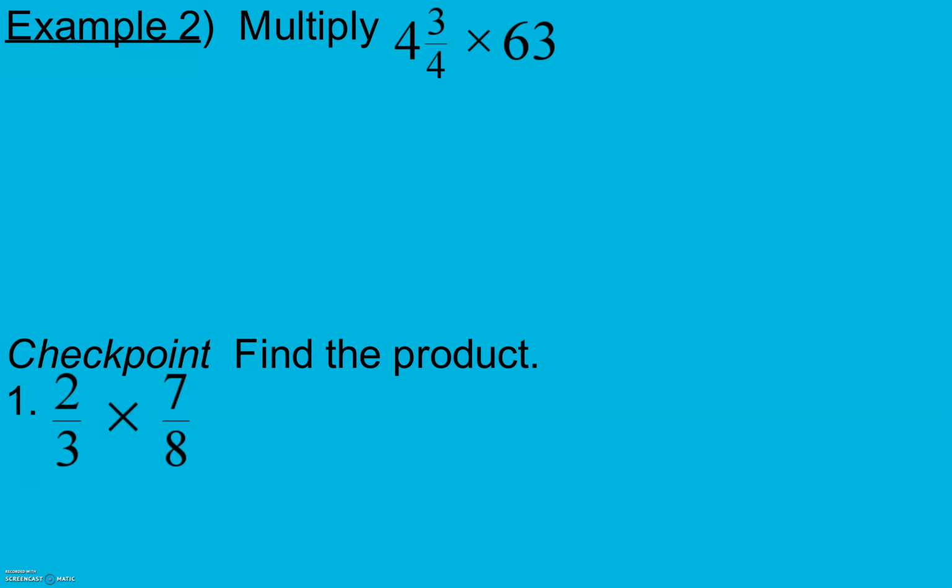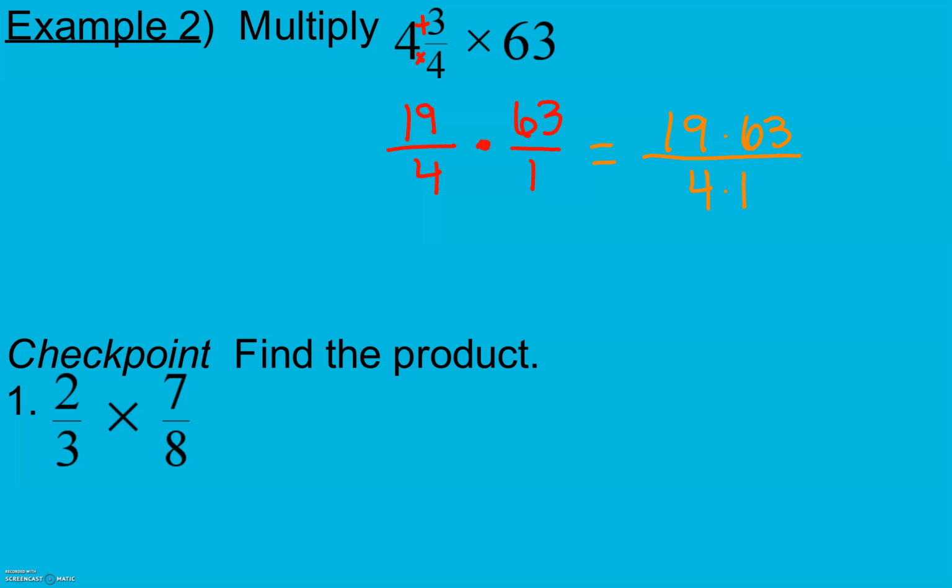In example 2 here, we have a mixed number. So again, with mixed numbers, remember we take denominator times whole number plus numerator. So 4 times 4 is 16 plus 3 is 19 over 4 times 63, which we write as 63 over 1. We write whole numbers over 1 in order to turn them into rational numbers or fractions. Now when we multiply fractions, we can multiply straight across. So I get 19 times 63 over 4 times 1.